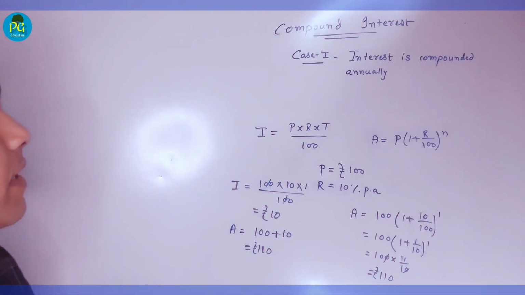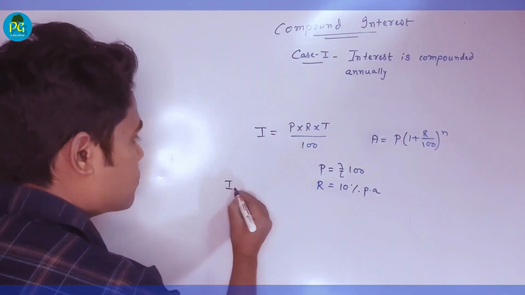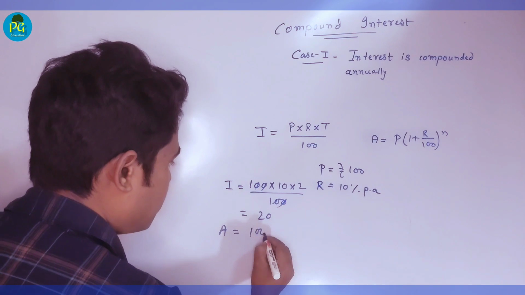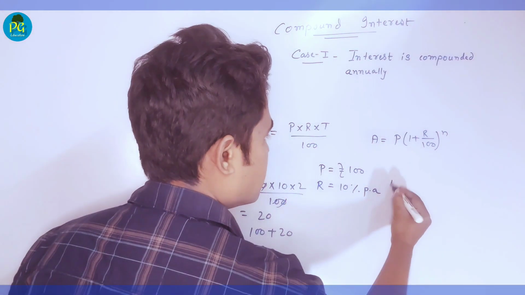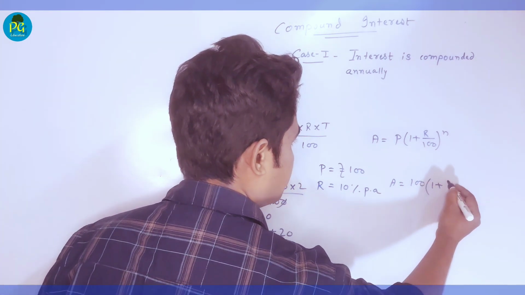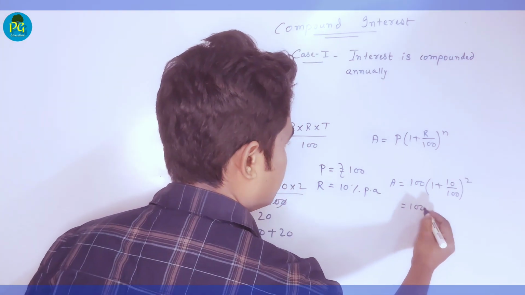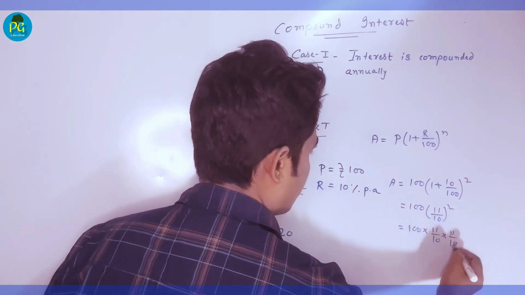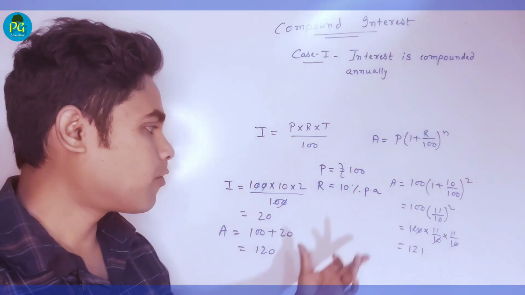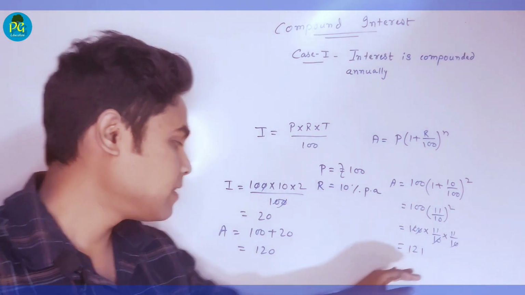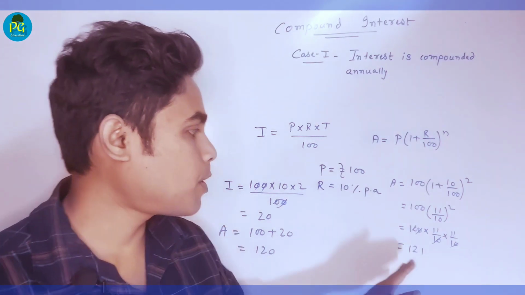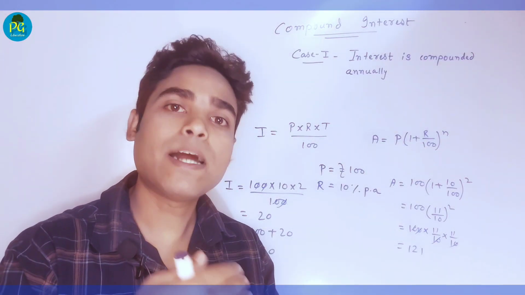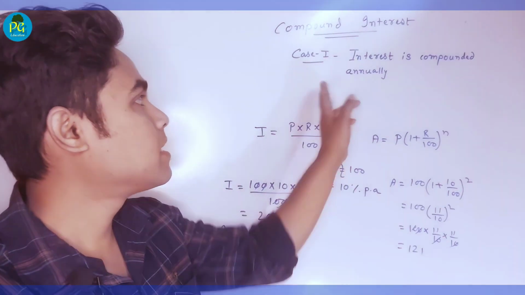But if it is after 2 years, then let's see what will be the difference. If the time is 2 years, then for simple interest, T will be 2. So interest is 20. So amount is 100 plus 20. This is 120. In case of compound interest, N is 2, so this is equal to 121. Here you see, for the same time interval, compound interest is more than that of simple interest. So the basic difference is, compound interest is calculated as interest upon interest, whereas simple interest is calculated only upon the principal. Understood? Now let us discuss case 1, interest is compounded annually.